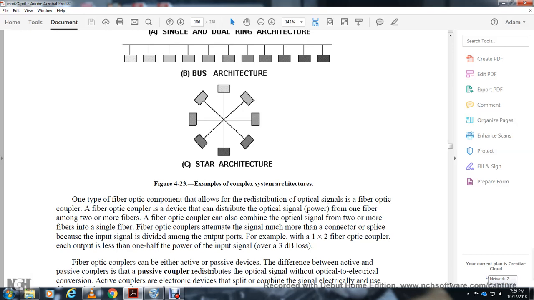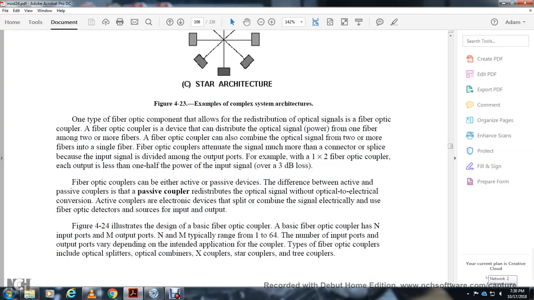The fiber optic coupler is actuated with the signal through more than one connector for the supply of the input from the divided amount of the output port. For example, the 1 times 2 fiber optic coupler outputs each with less than 1/2 power of the input signal, over the 3 decibel loss. Fiber optic couplers can either be active or passive. The difference is that the active coupler reduces the optical signal without optical to electrical conversion.